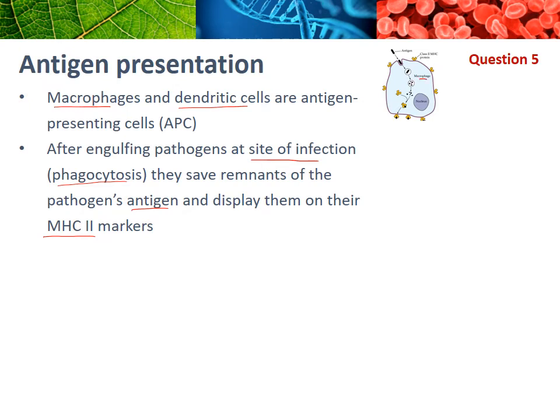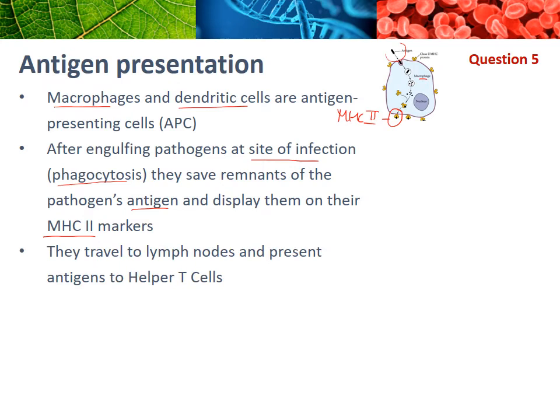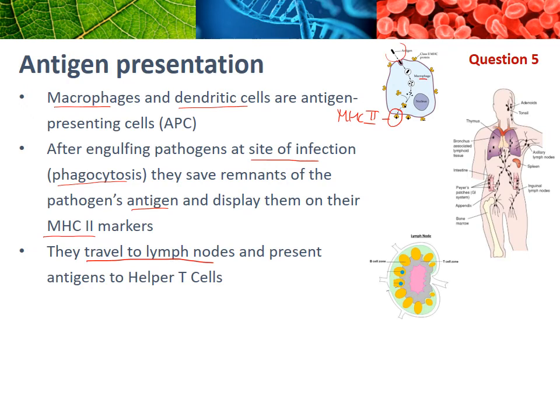Okay, we looked at this picture last time. This is a macrophage. It's engulfed a pathogen, gotten rid of it, which is great, but it's actually saved a bit of antigen on the MHC2 marker. Okay, that macrophage now will travel to the lymph nodes. Okay, and there it will present that antigen, the antigen that's on its surface.